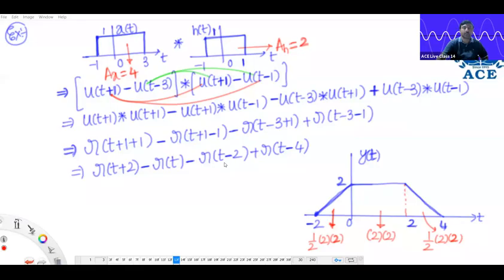Area under the unit step function is infinity. If you integrate the step, it is a ramp. If you integrate from 0 to infinity, 1 dt, the answer is infinity only. The step function is of infinite length.